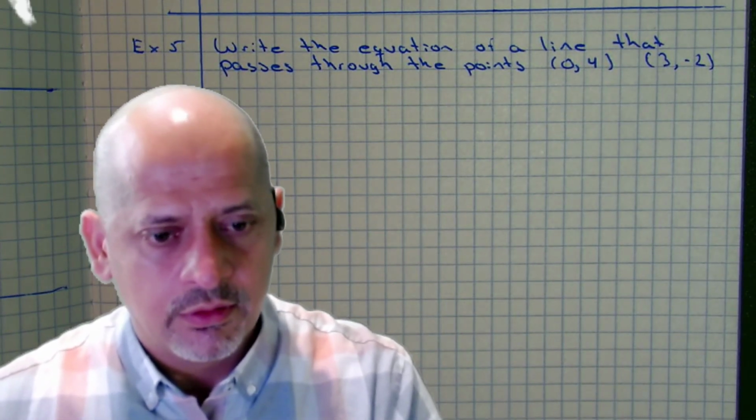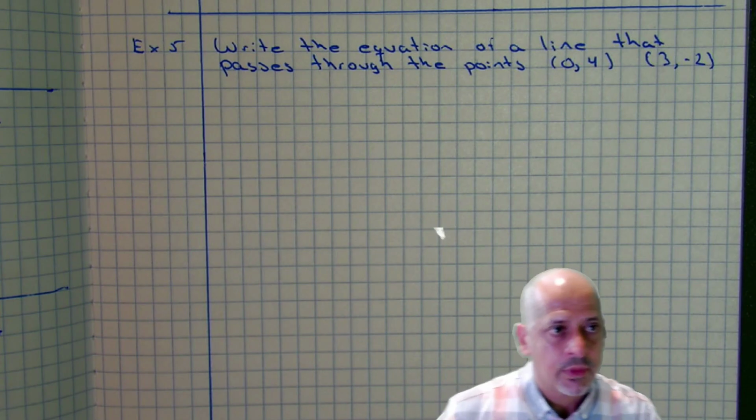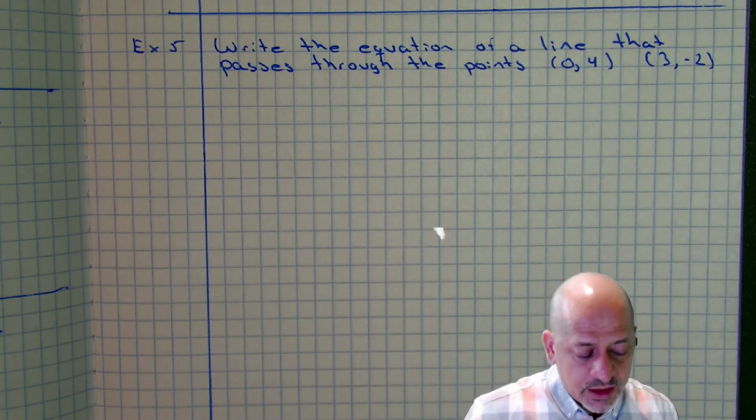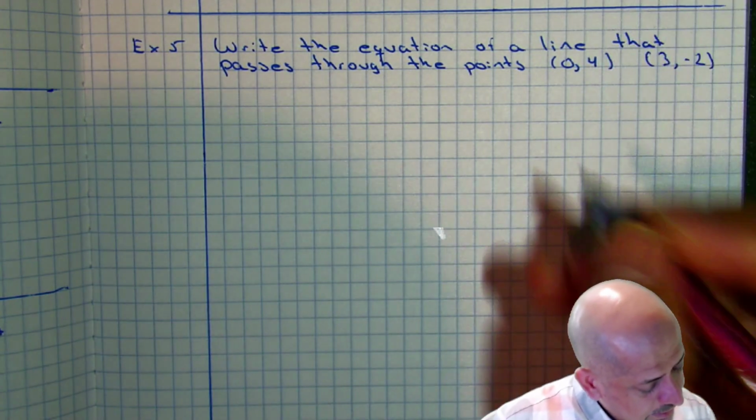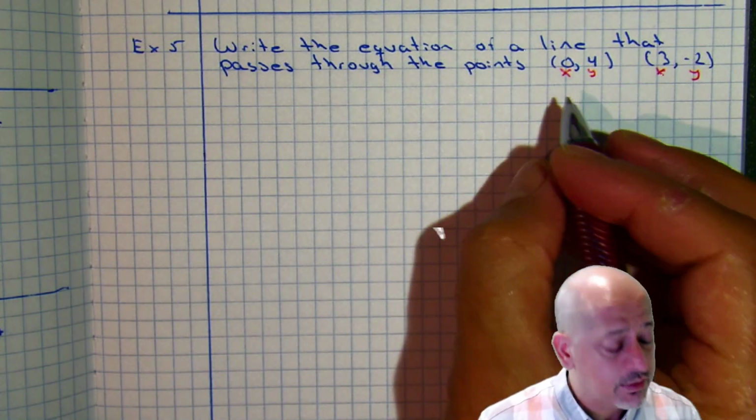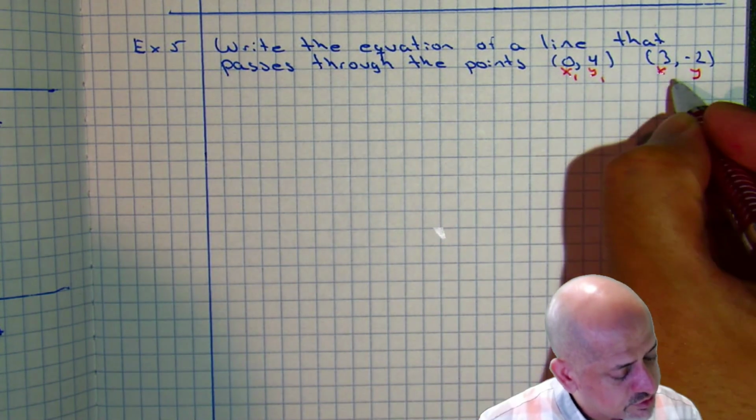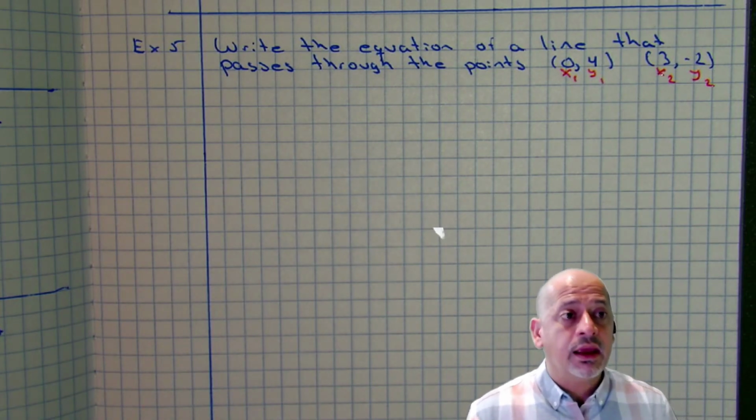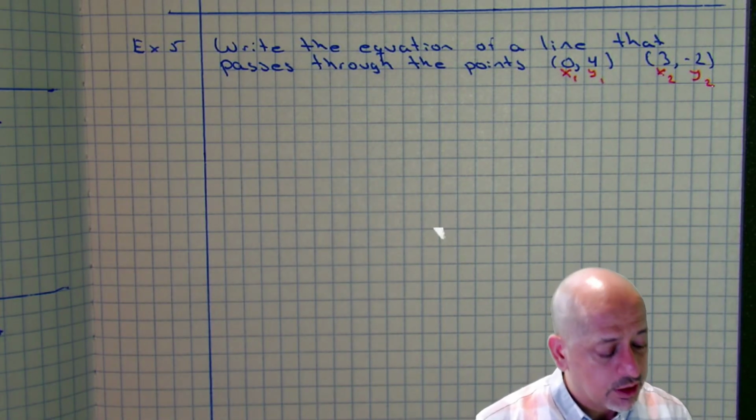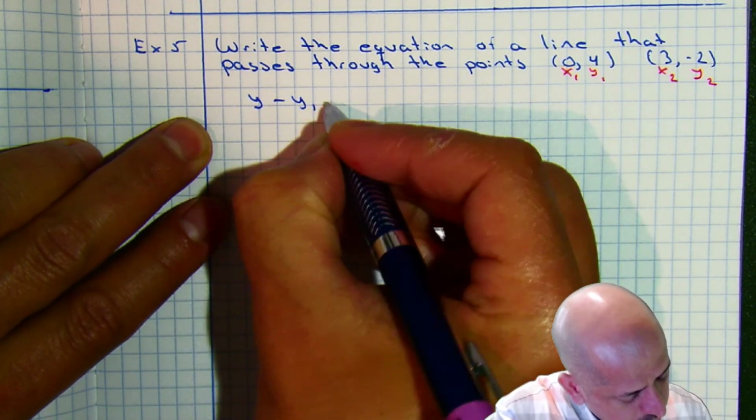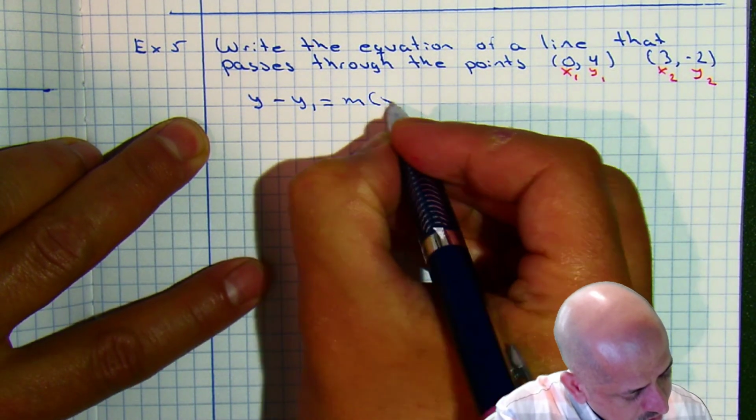And we have, write the equation of a line that passes through those 2 points. And we have x, y, x, y. This is my first point, so I'll be 1, 1. Second point, 2, 2. And now I'm going to write the equation. Y minus y1 and x minus x1.